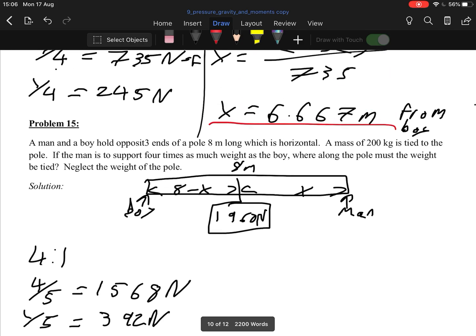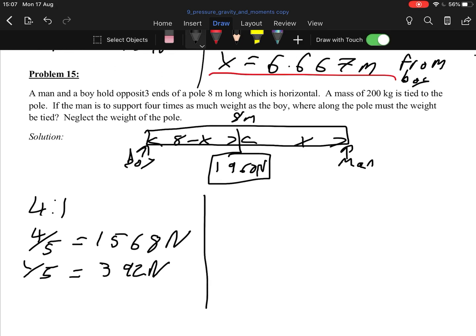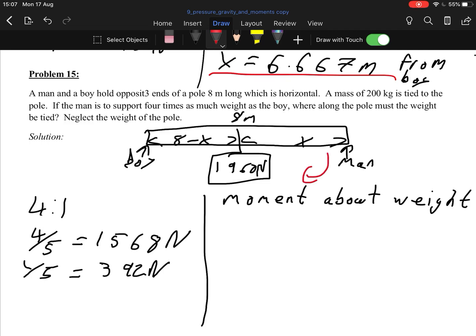Okay, so this time, we're not going to be able to go about the boy, so we're going to go moments about the weight. So, moments about the weight are, both of them are pushing up, so our clockwise equals our anti-clockwise. So what's our clockwise? It's everything pulling down this way and up this way. So it's basically the boy.